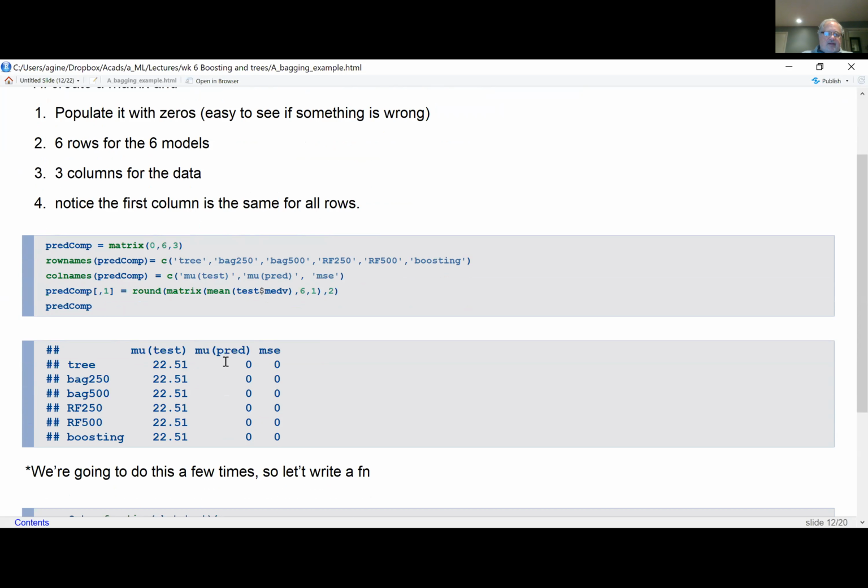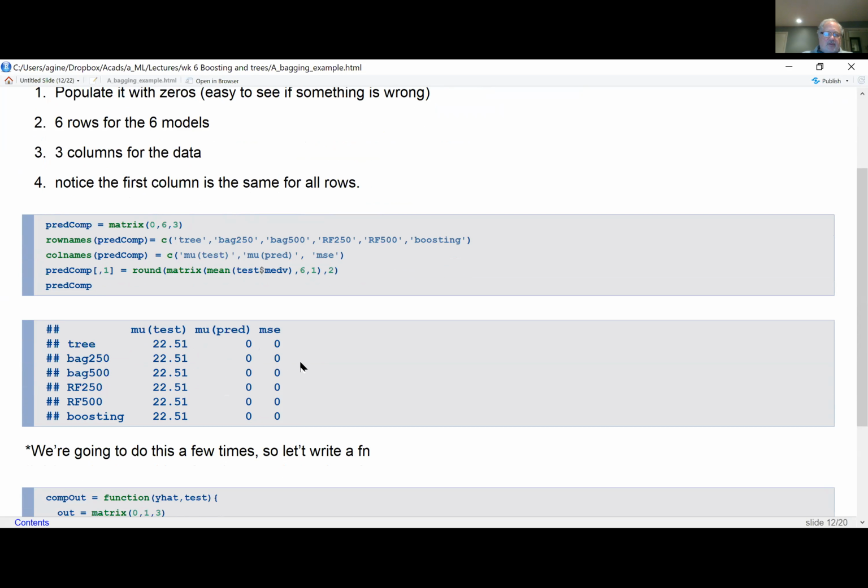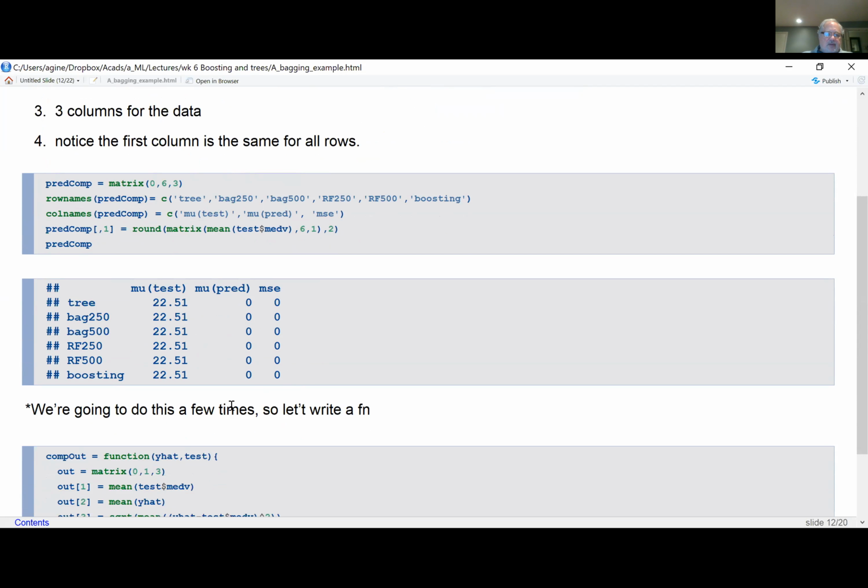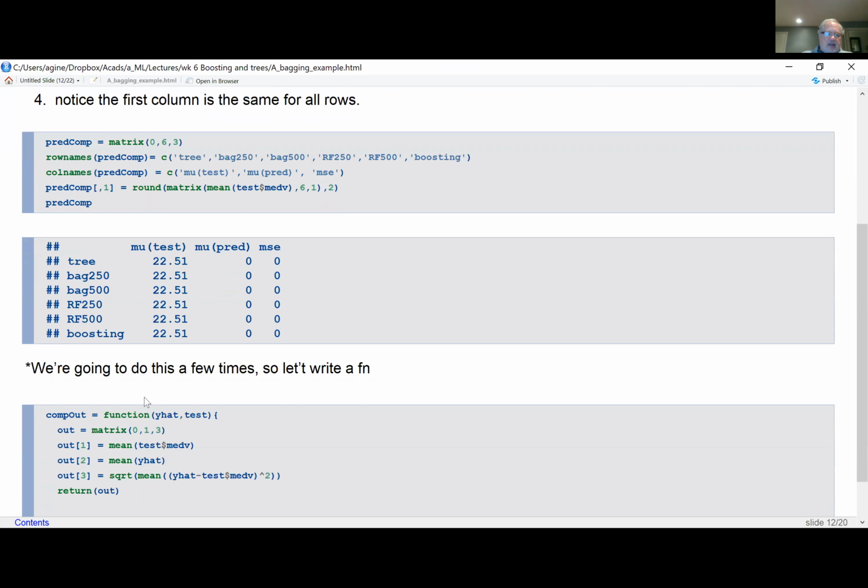I'm going to have to add in these other values a few times, so let's write a function to do it. I'm going to have 2 things: the test values for the median housing, and my predicted values, y hat. I want to create a matrix that gives me 1 row, so I'm going to make a matrix of zeros, 1 row, 3 columns. I'm just going to run this on all these different things. The first one is just the mean of the test set. Then I'm going to take the mean of the prediction.